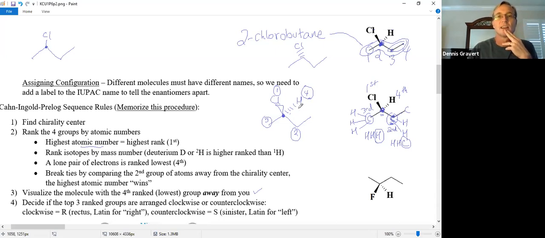Perfect. Now look at how the rank groups are ordered. It goes 1 to 2, then the 3. 1 to 2, the 2 to 3, then 3 to 1. That is a clockwise arrangement. Steering wheel, if I turn it, it's going to turn to the right. So yeah, this is the R enantiomer. We would assign the R configuration. So usually it's enclosed in parentheses. And then we stick that right in front of the name.